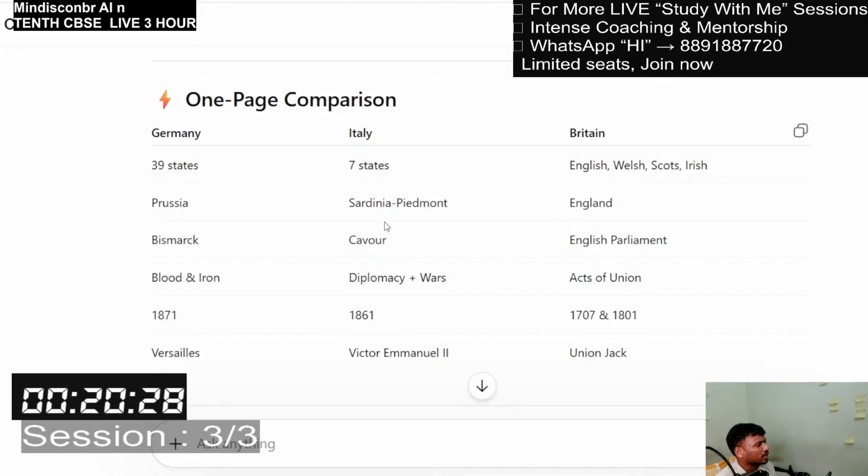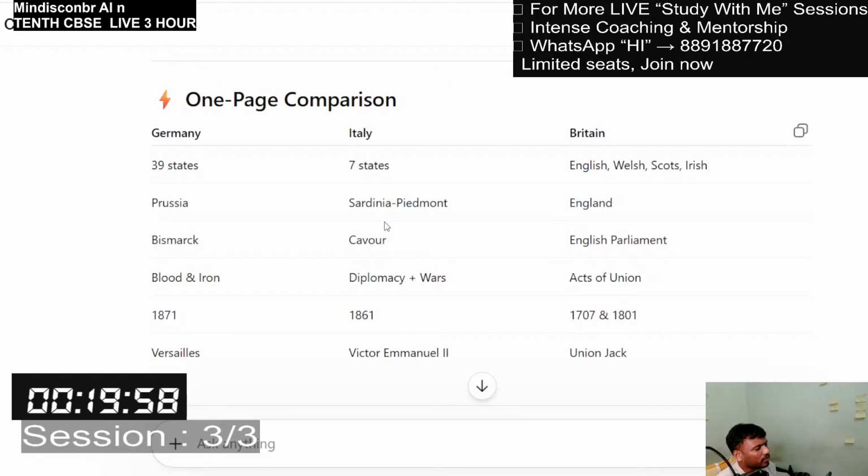In Germany, the chief architect was Bismarck. In Italy, the chief architect was Cavour, and in Britain, it was the English Parliament. Germany, it was called blood and iron policy. Italy, through diplomacy and wars, and Britain through acts of union. German unification was completed in 1871. Italy unification was completed in 1861, and Britain in 1817.